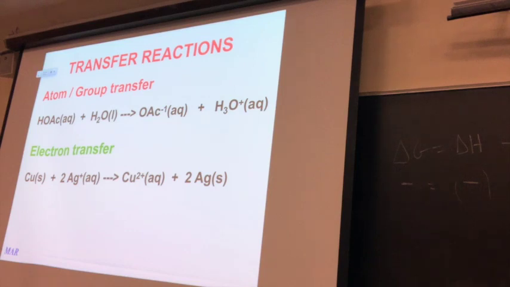Anyway, this is an example now of electrons being transferred. And notice here how copper went from a 0 charge to a copper with a positive 2 charge. So copper here has lost electrons in order to make copper 2 plus.